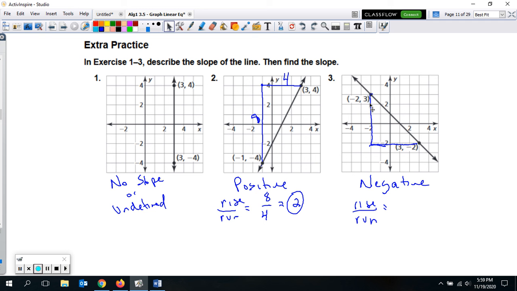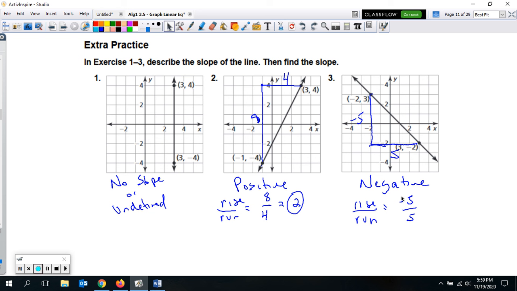So this is going to be 1, 2, 3, 4, 5. That's a negative 5, since we counted down. And so it's going to be negative 5 on the top. And then we're going to count 1, 2, 3, 4, 5 this way. That's in the positive direction, so positive 5 for the run. And so 5 is at the bottom, and then we just simplify our fraction if we can.